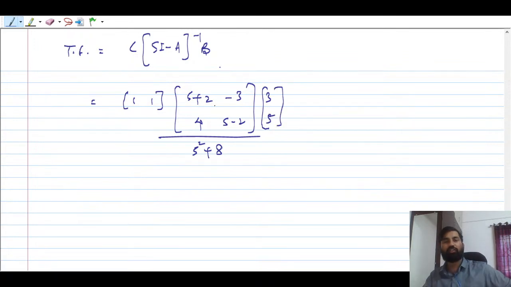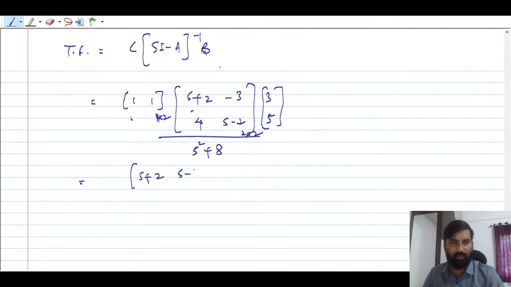So first of all, you can multiply this and this, or if you want to multiply this and this, you can do that too. C times sI minus A inverse you can do first. So it is 1 into 2, and this is 2 by 2, so 1 into 2 only you will get. So that you have to keep in mind. I hope this makes sense. So you will get here s plus 2 and s minus 2.